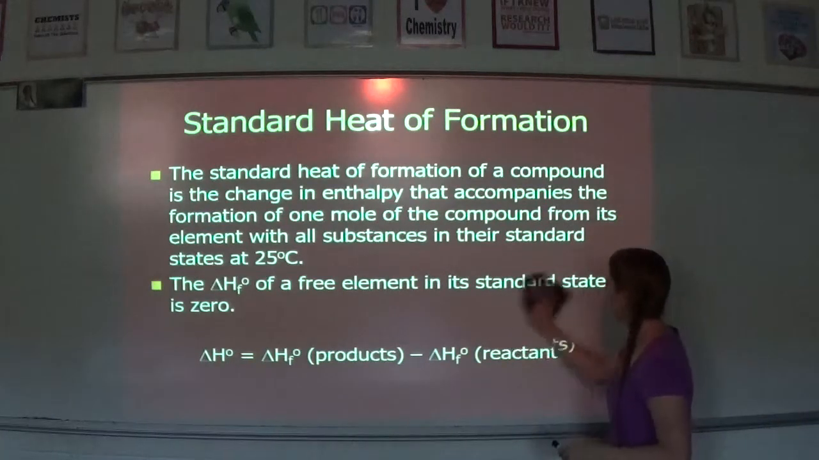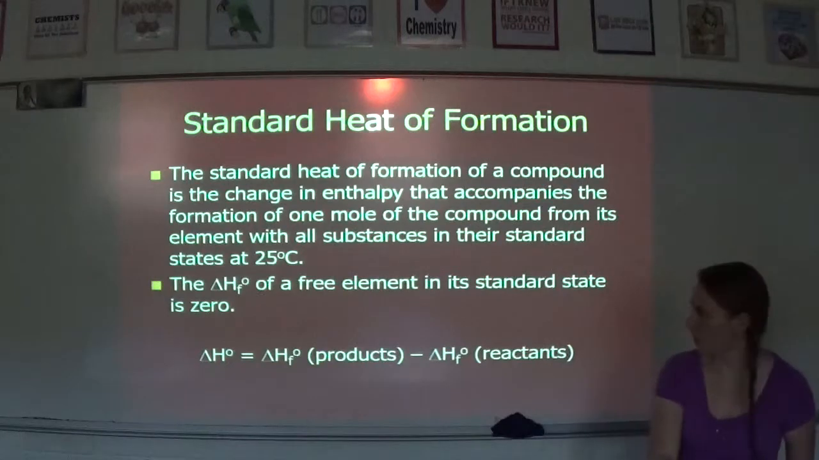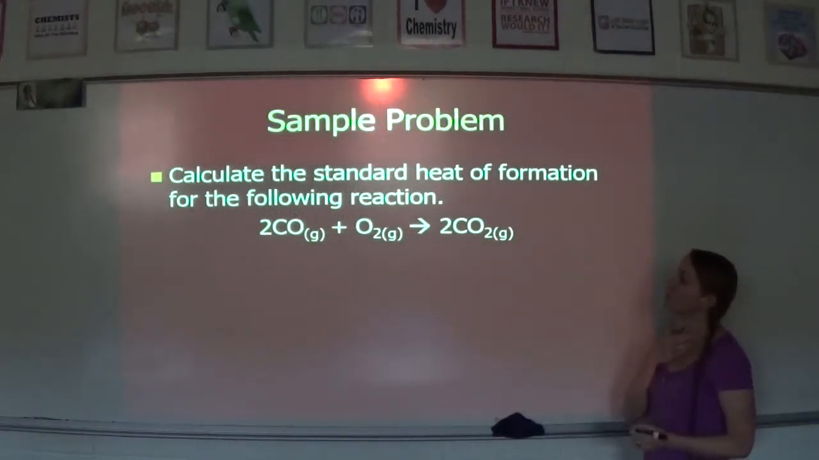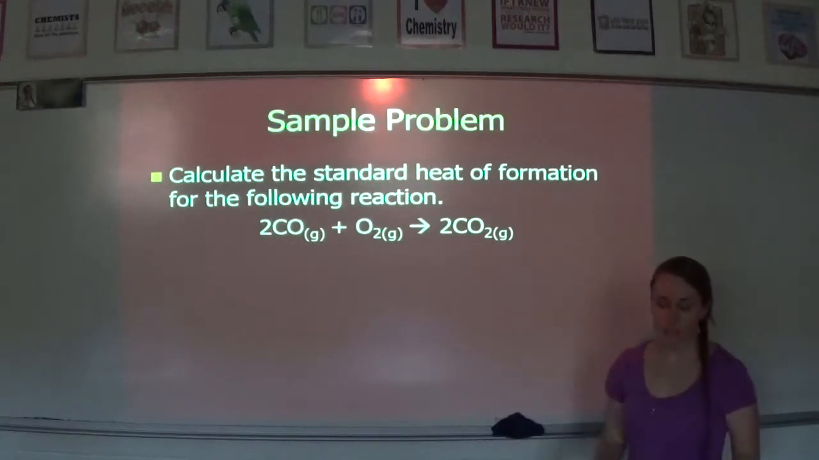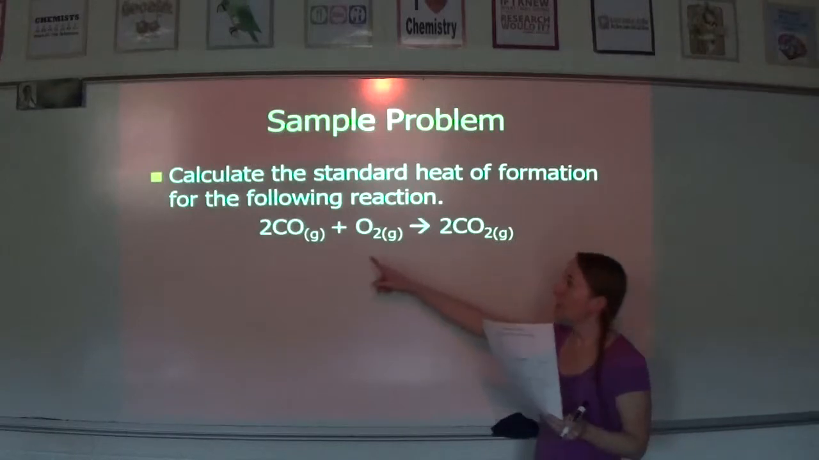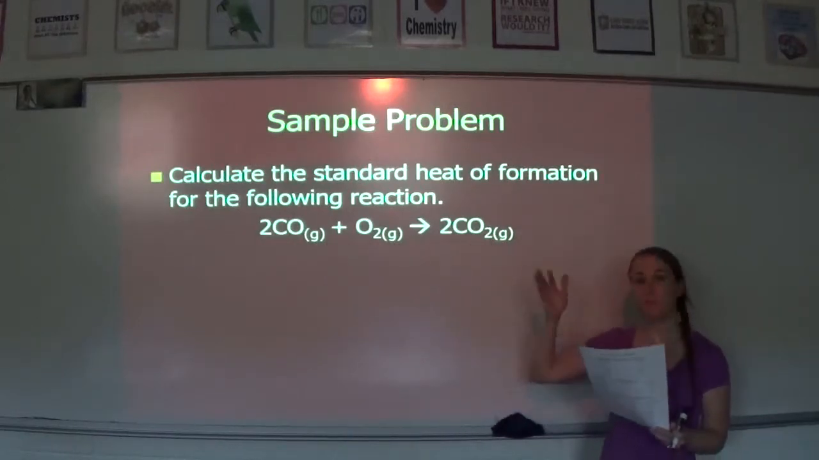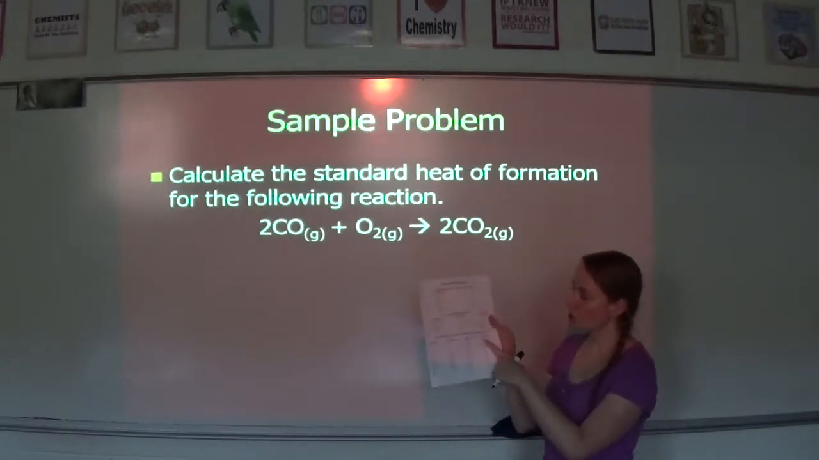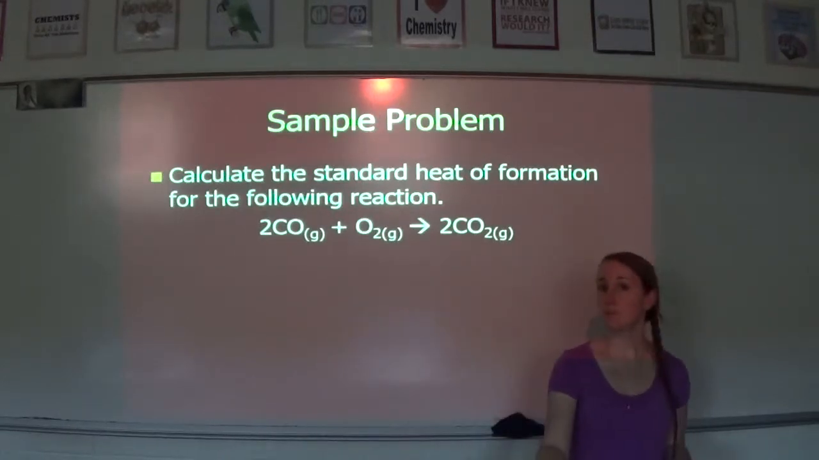Okay, so let's look at one. We're going to look at more than one, obviously, but we'll start with one. So it says, calculate the standard heat of formation for the following reaction. This is where our thermochemistry charts page comes into play, because I have to look up the numbers for each of these before I can do products minus reactants. Now when you look at a standard heat of formation chart, it will tell you the unit is kilojoules per mole.